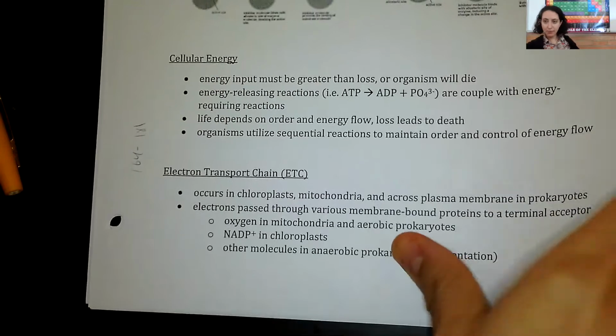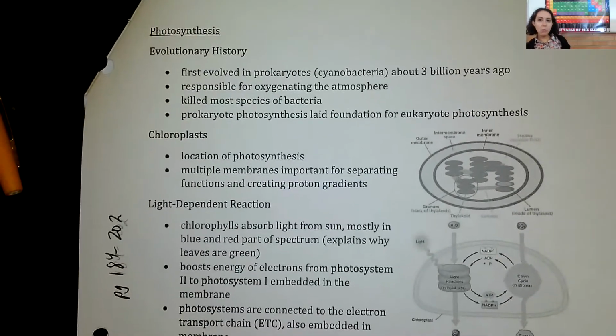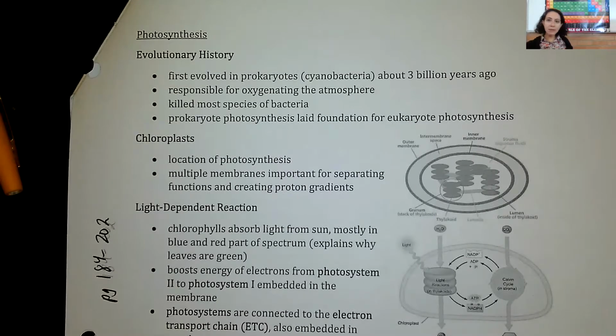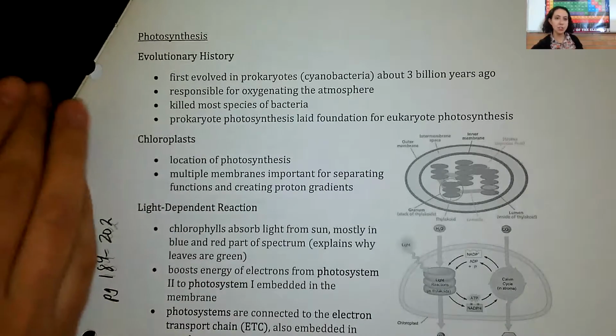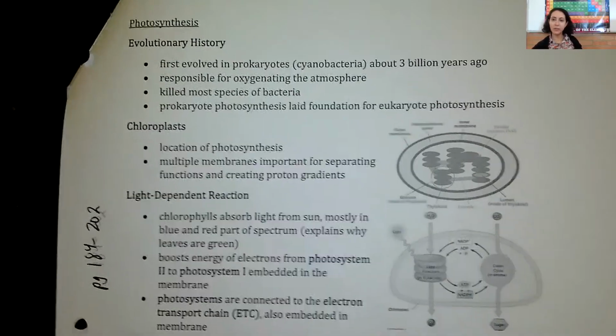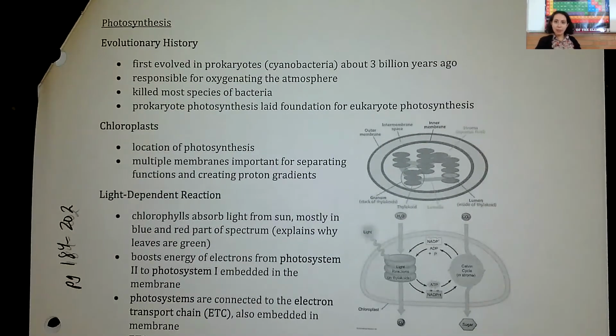Let's dive in a little deeper into the wonders of photosynthesis. From what we can tell, about 3 billion years ago, a bunch of prokaryotes, which were some cyanobacteria, first evolved this photosynthesis process. And we believe the current evidence is also pointing to the atmosphere being oxygenated by these original prokaryotes. So cyanobacteria are the reason that we have oxygen in the atmosphere.